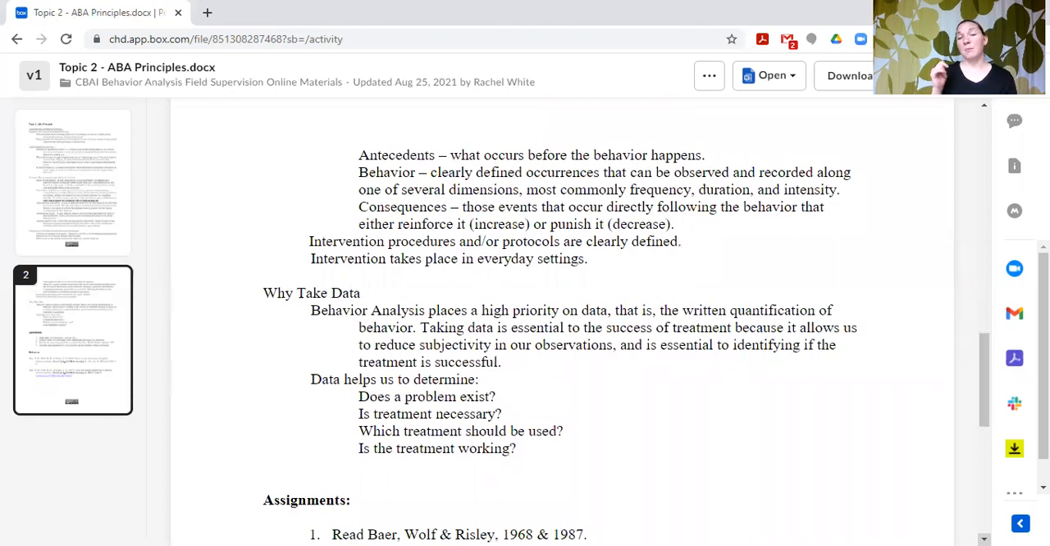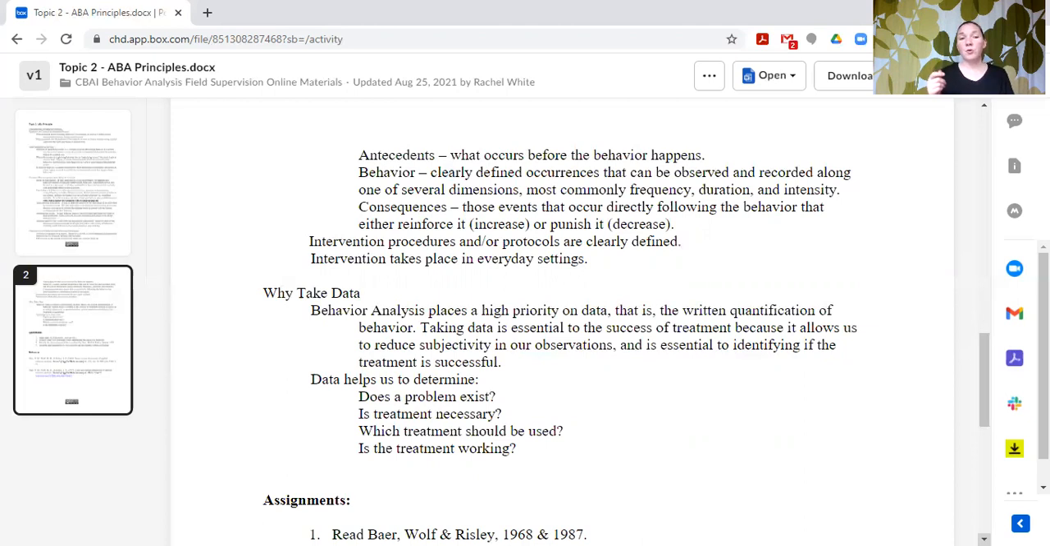Also want to touch upon, and we will spend more time on this in the future, why do we take data? Behavior analysis places a high priority on data because we are trying to objectively measure something that can be very heavily influenced by subjectivity. So we want to count things. We want to describe things step by step. We want to look at the small units of behavior so that we can be objective in trying to understand the situation and trying to then systematically change the environment to help the individual get their needs met.